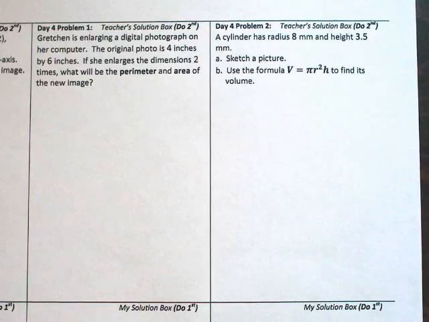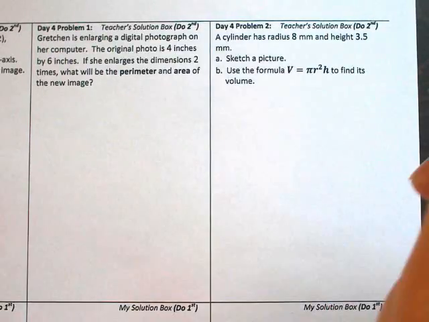Day 4, Problem 1. Gretchen is enlarging a digital photograph on her computer. The original photo is 4 inches by 6 inches. If she enlarges the dimensions 2 times, what will be the perimeter and area of the new image?